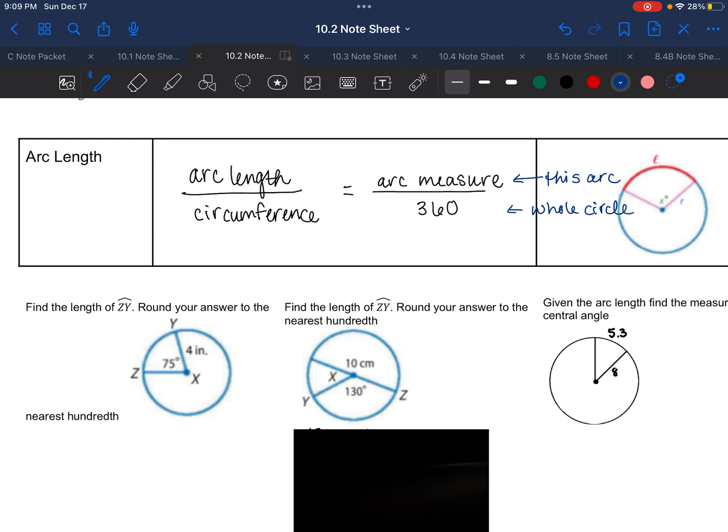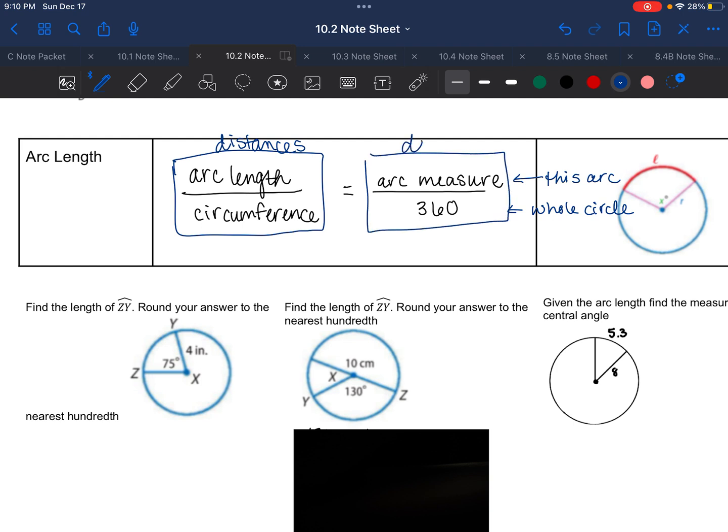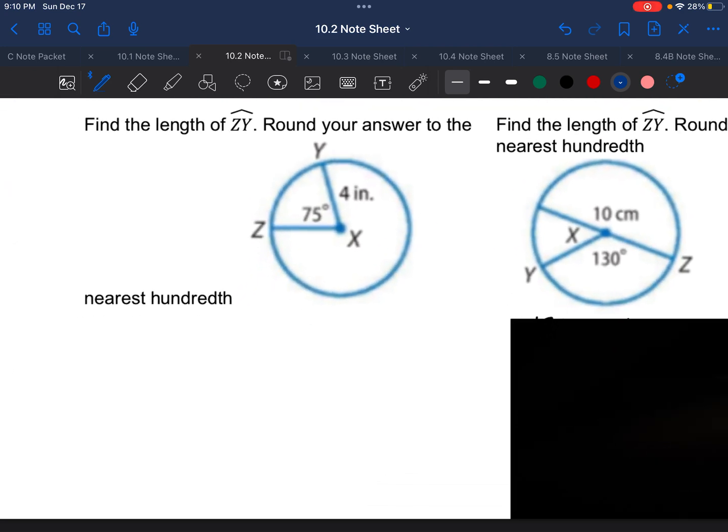And then these have the same units, and these are both distances. Circumference is the distance all the way around. Arc length is just that one arc's distance. And these are both in degrees because arc measure is congruent to the central angle measure. All right, so let's do this example.